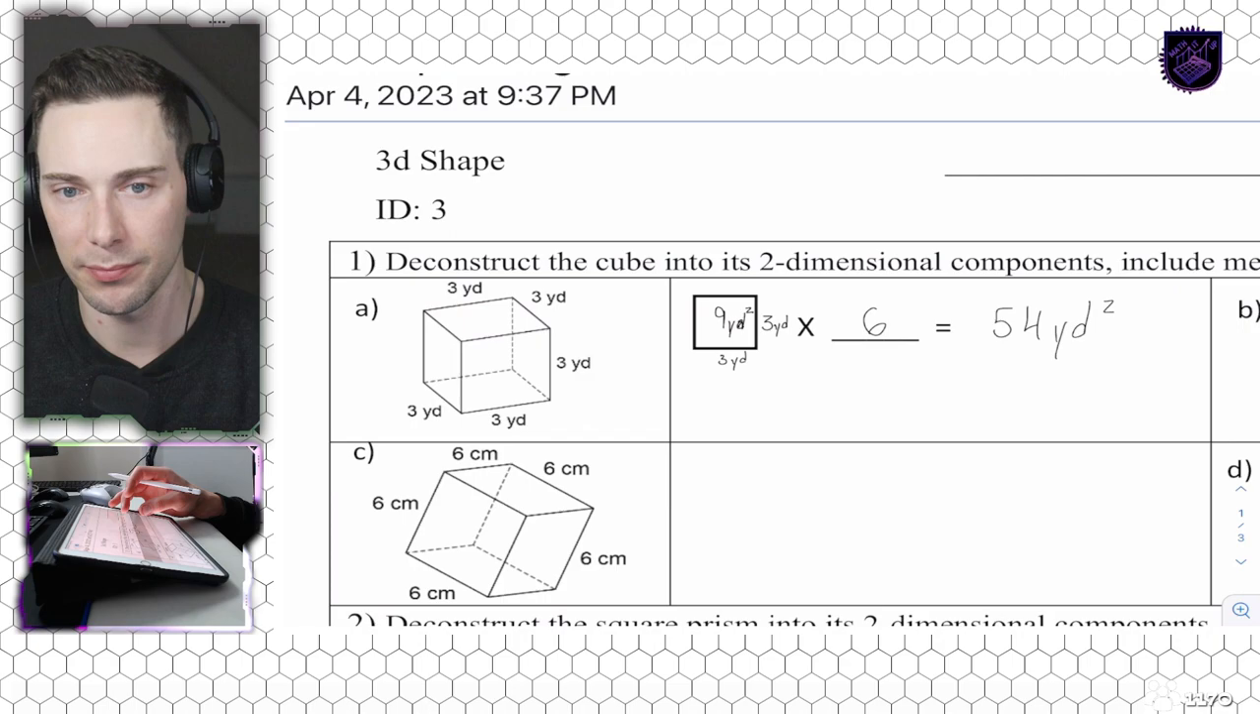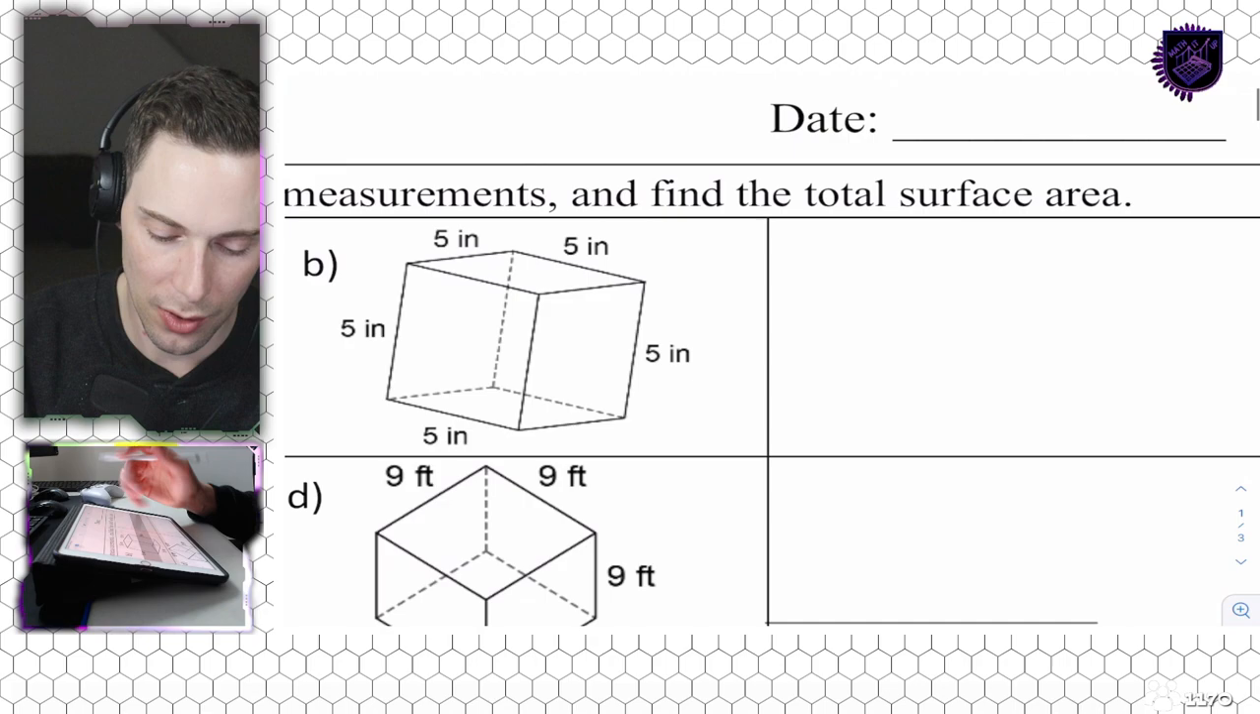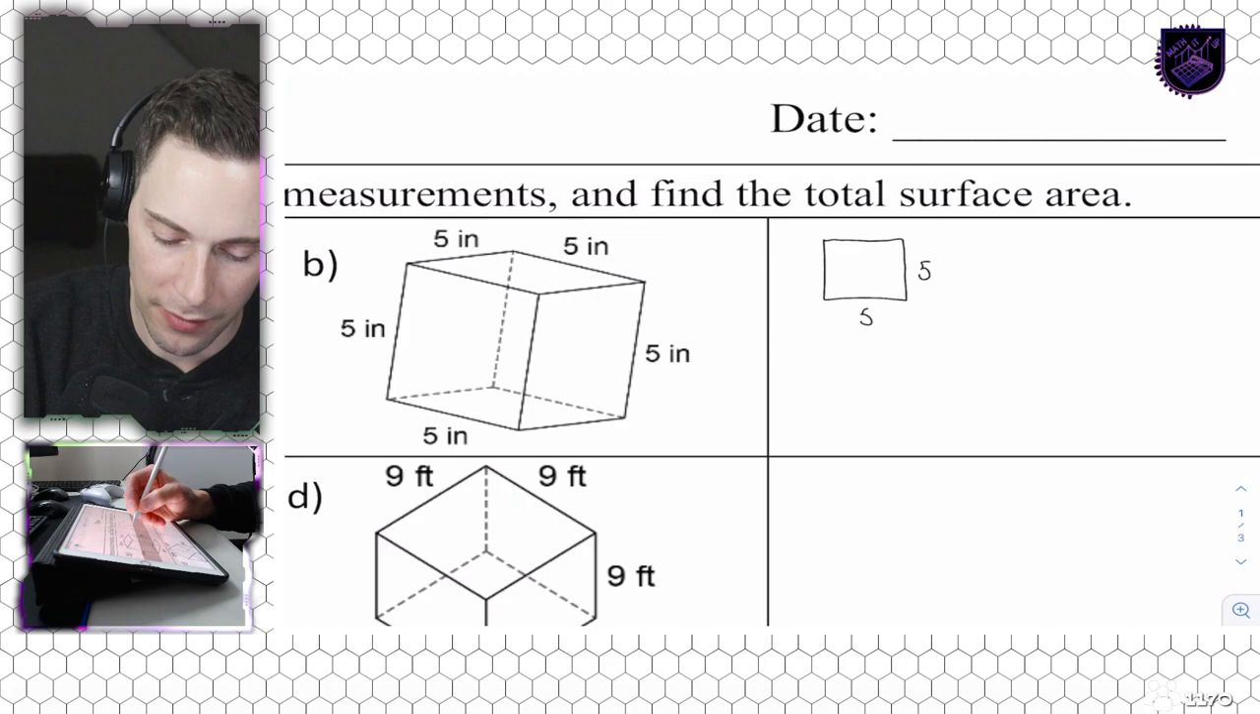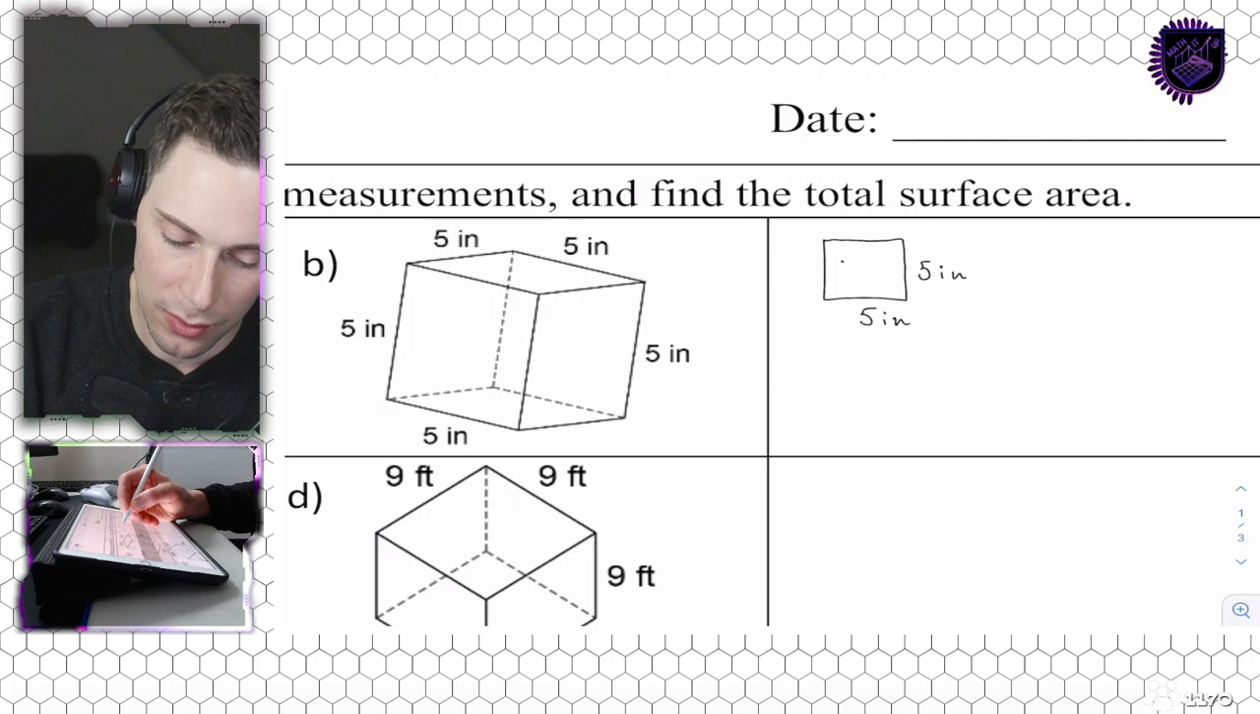So we'll go off to the next question here. It's asking us the same thing. Let's draw the shape. It is a cube, so it's only going to have squares on it. Each one of those squares is going to be 5 inches by 5 inches, and we need to find the total area, length times width, for this shape. It is going to be 25 inches squared.